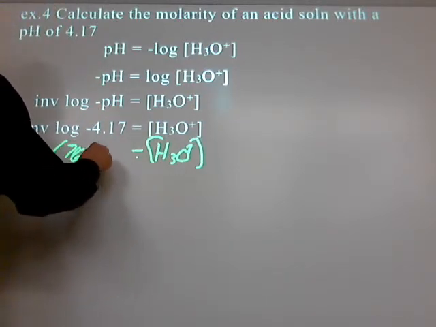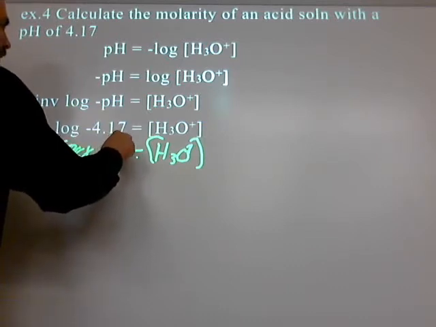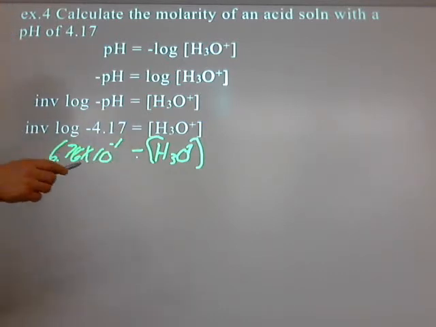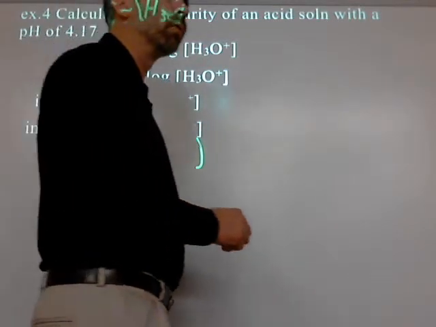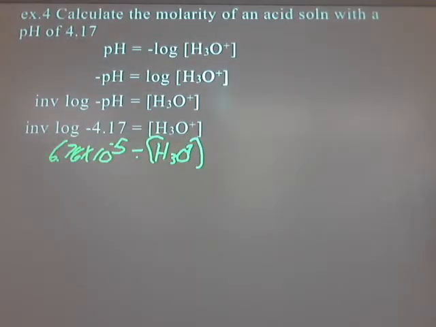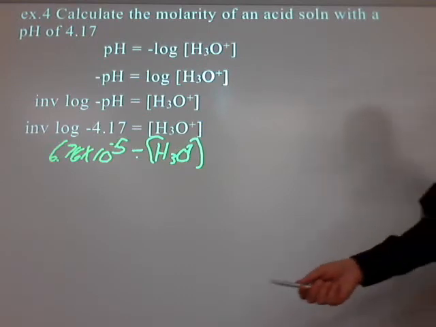6.76 times what? 5? Okay, 5. I thought I heard somebody say 6. All right, so 6.76 times 10 to the negative fifth would be your concentration, working backwards. There will be several you'll have to do tonight like that. And that's it. Now, I'll give you those problems right now.